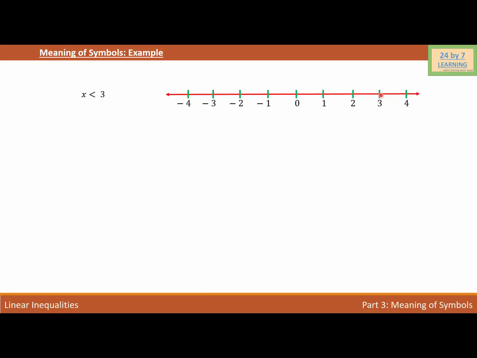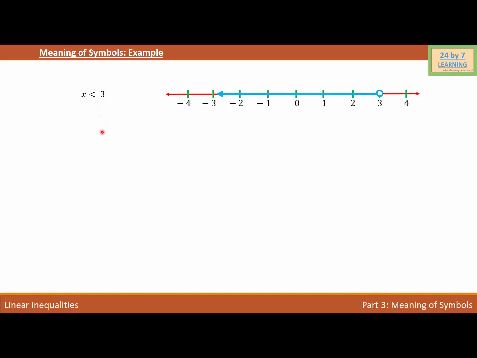So I'm going to consider a point here at 3. So this will be my point 3, where you can see that this is a circle, not a filled circle, because this value 3 is not included for the inequality. So all the values less than this value will be included. So I'm going to draw an arrow, and this is the arrow that will represent this inequality.